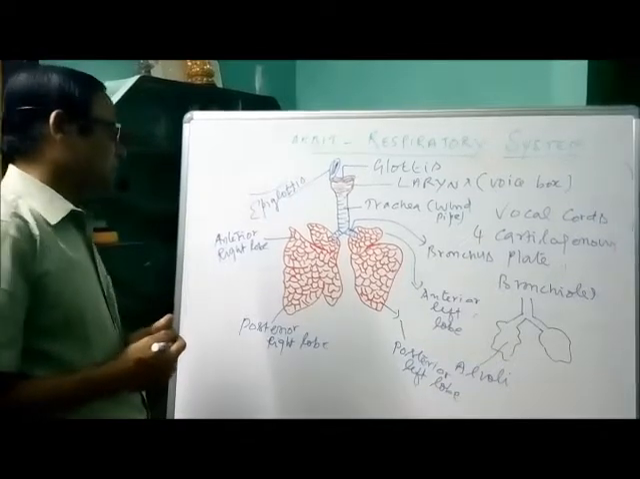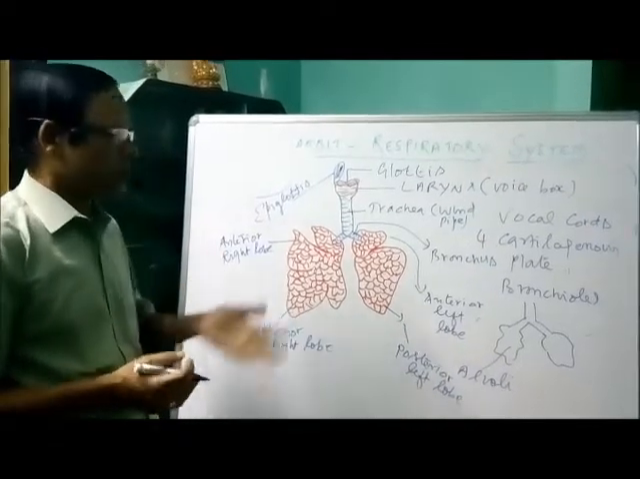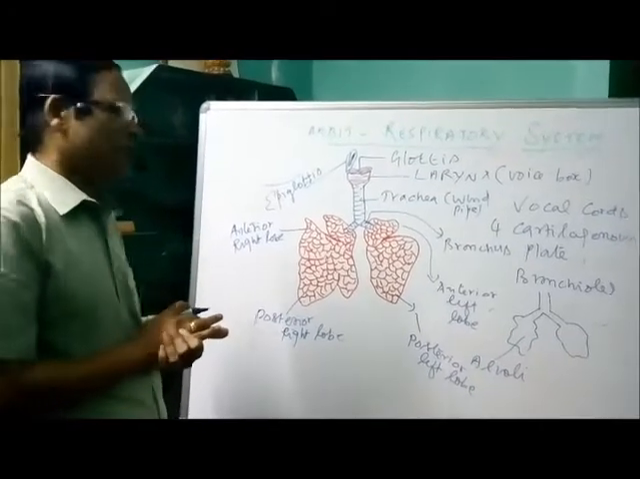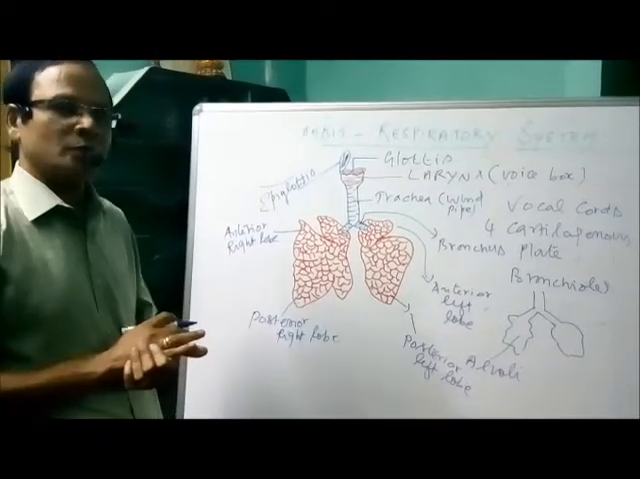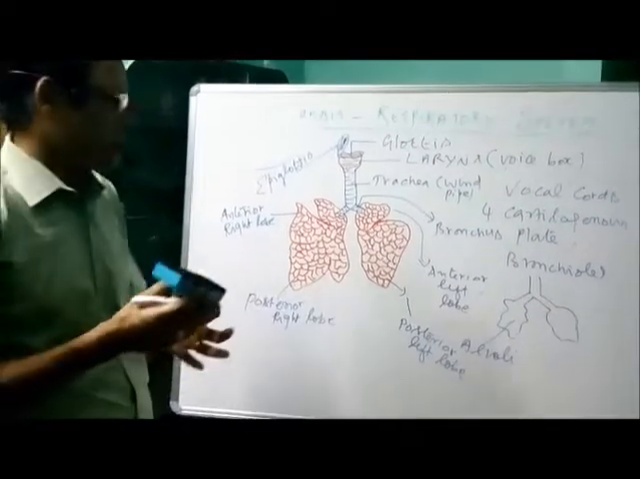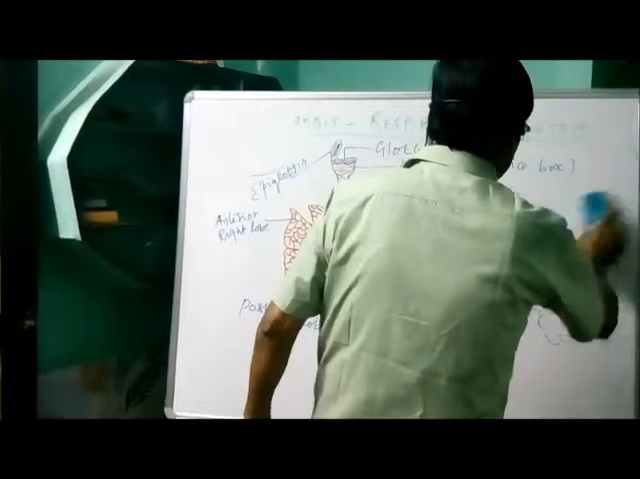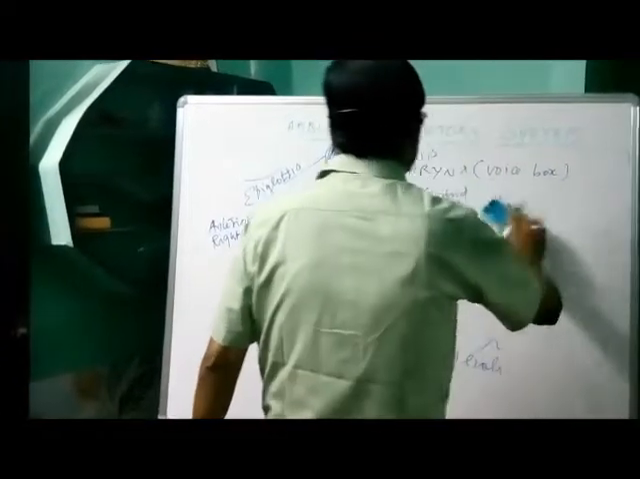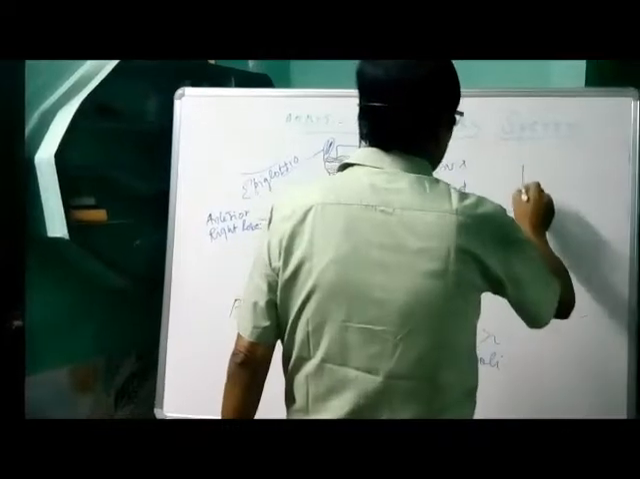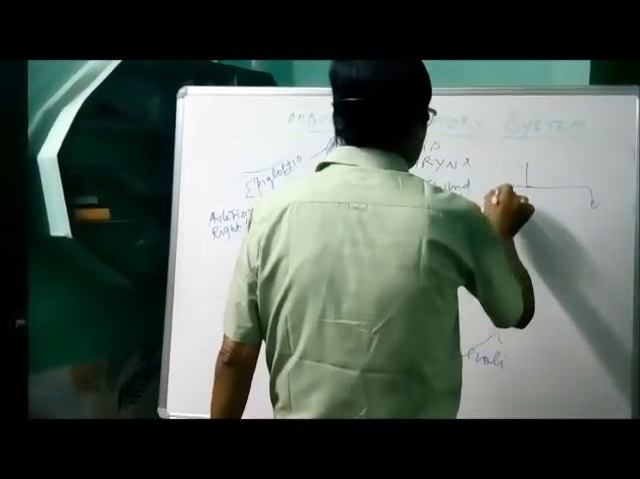Now the breathing is affected because of the muscles between the rib bones and the diaphragm. The diaphragm muscles are actually responsible for breathing movements. Now the act of breathing, or respiration, includes two events. What are the two events of respiration? One is inspiration.